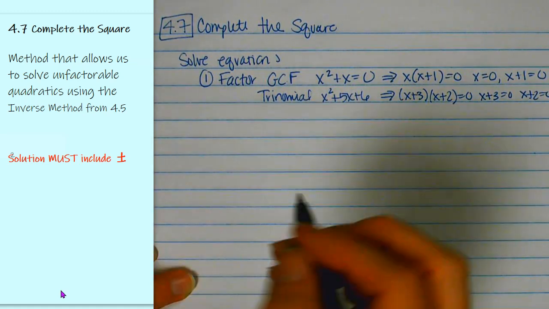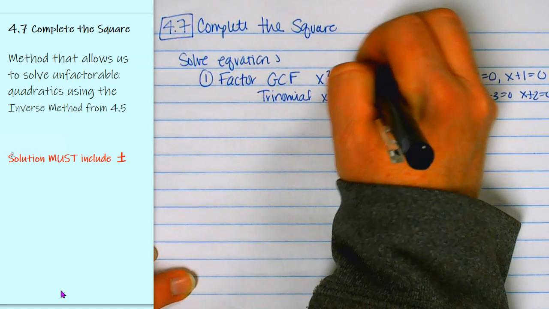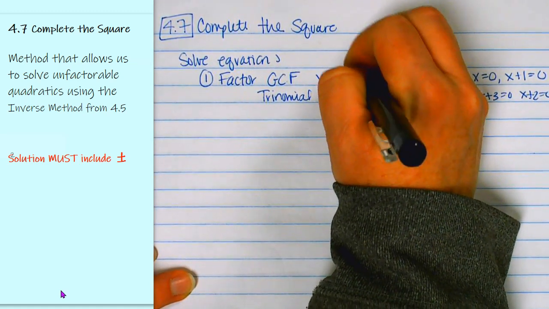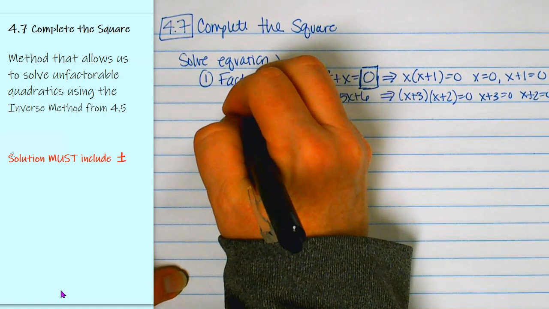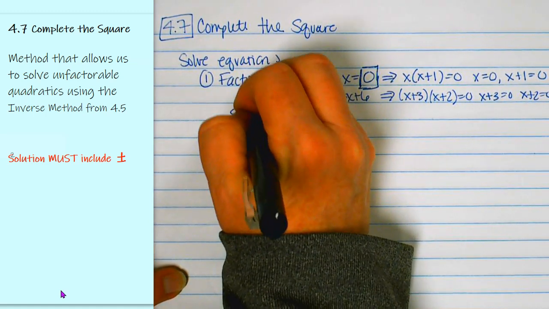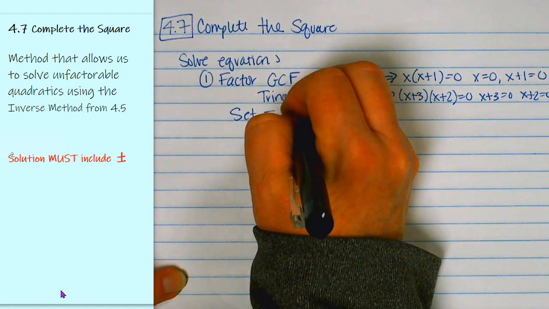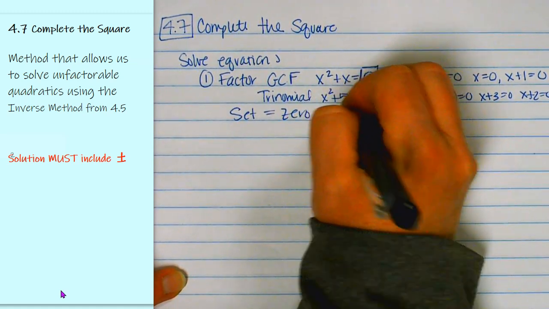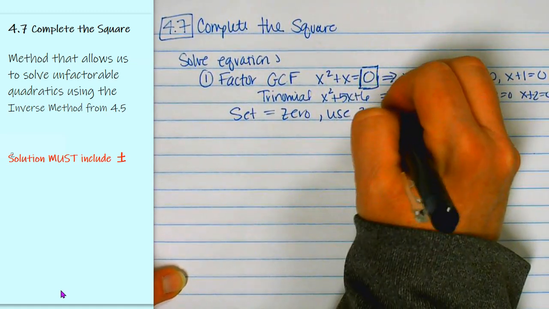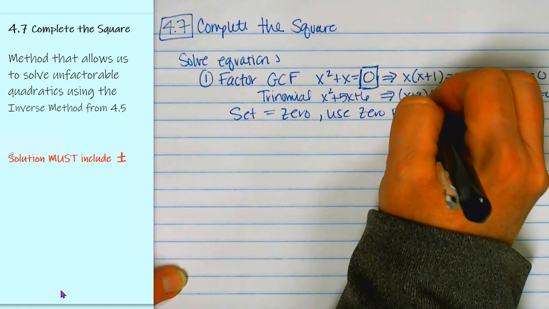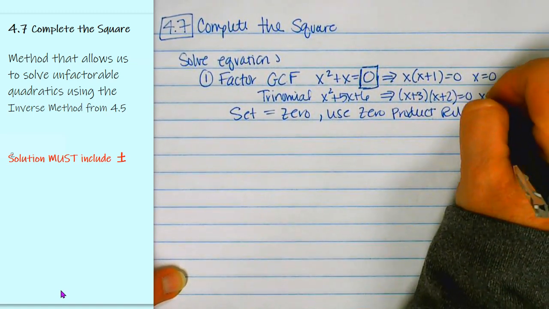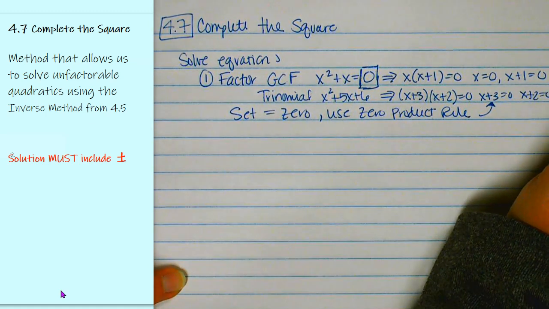The rule for that is that we're going to set it equal to 0 in order to factor it, because we're using the zero product rule. So set equal to 0, use zero product rule, which says we can make these tiny equations.